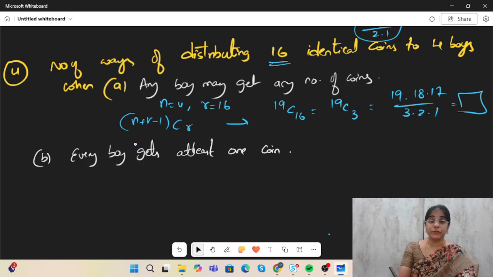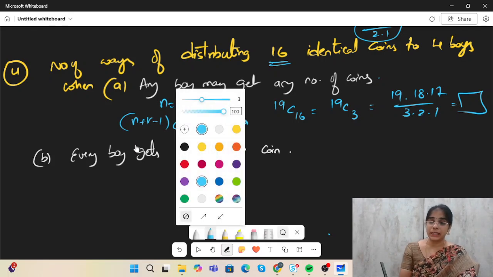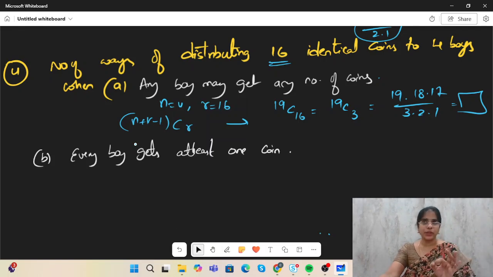Now going to the next question. Every boy gets at least one coin. So think about it. Every boy should have at least one coin in his pocket, right? So we have how many now? We have 16. In that, how many boys do we have? We have 4 boys. For each and every boy, I am giving one coin. So now out of 16 coins, I have already filled their pockets with one coin each. So 16 minus 4. Now how many coins do I have to distribute? 12 coins.